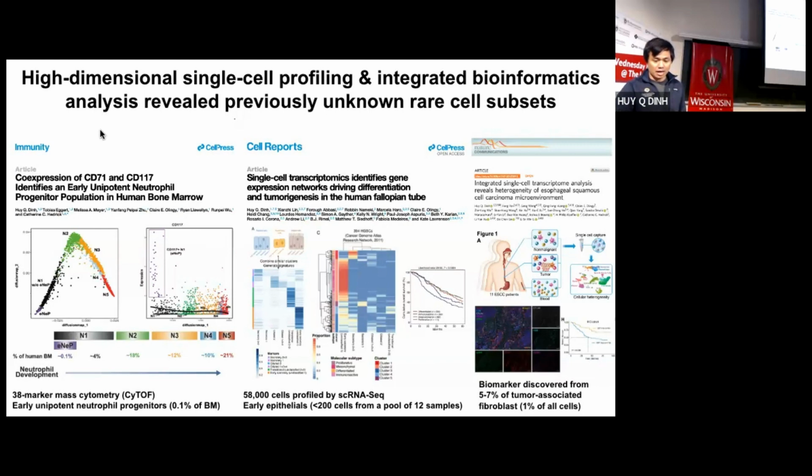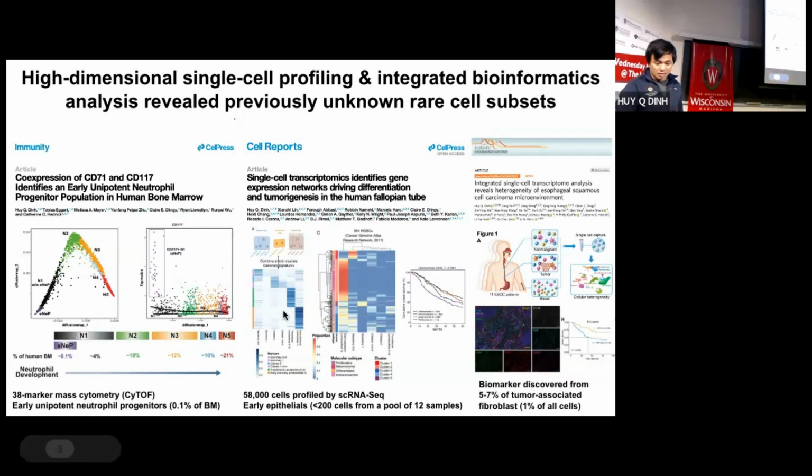And one of the things that helped me appreciate the technology is it helped us identify previously unknown rare subsets. This is an example, a paper that we published before I came here, where we discovered the neutrophil progenitor in human bone marrow. We used a technology called CyTOF, or mass cytometry. Basically, it's flow cytometry, but using a mass spec, and then you can profile up to 40 markers instead of the 6 or 7 markers of normal flow cytometry. We were able to identify the progenitor, which makes up 0.1% of the cells in bone marrow.